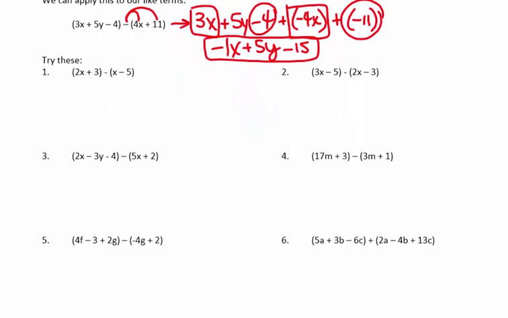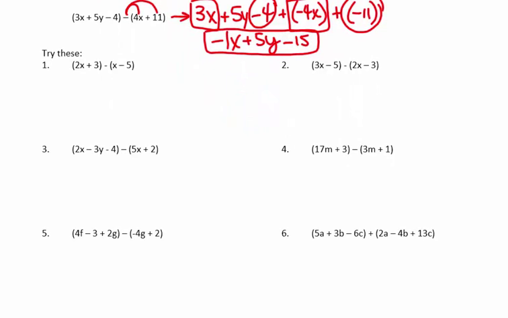I'm going to do the first column here, questions 1, 3, and 5, and I'd like you to try 2, 4, and 6 by doing the same thing that I do. So 2x plus 3, there's no negative in front of it, so we just keep that the same. We take the opposite of the first one, so that's plus negative x. And the opposite of the second one, now the second one's a negative 5, so the opposite of that would be positive 5. We combine the like terms.